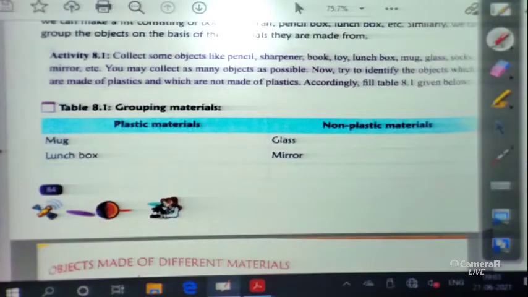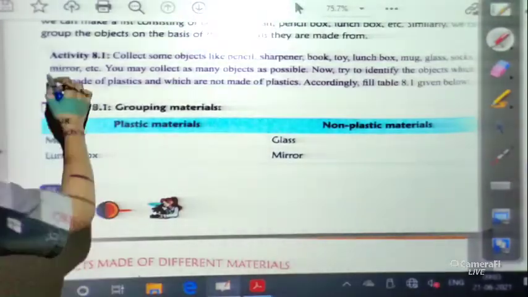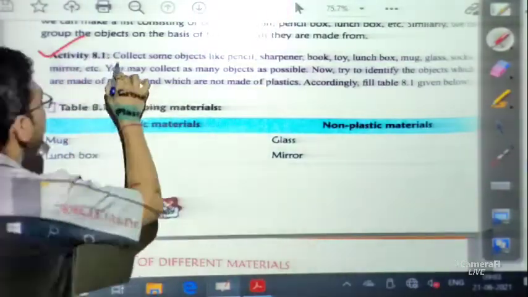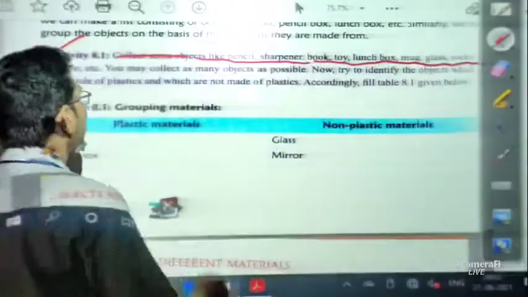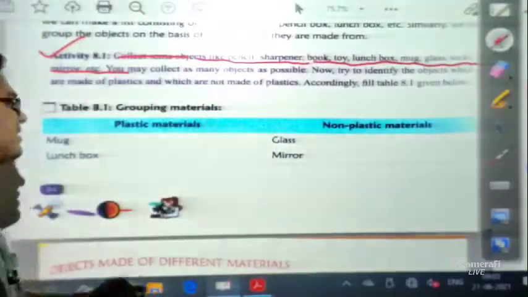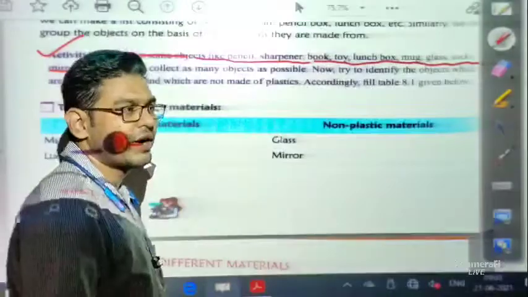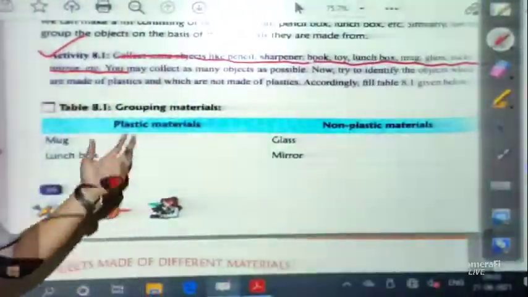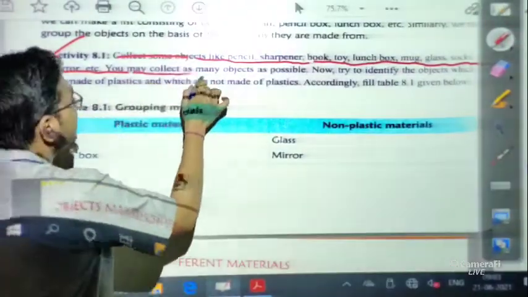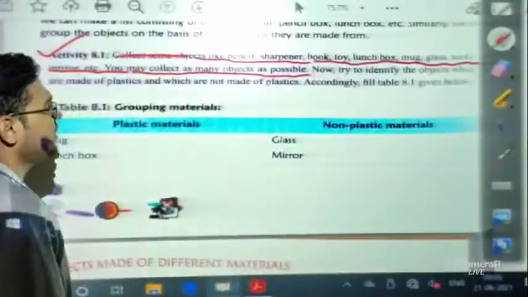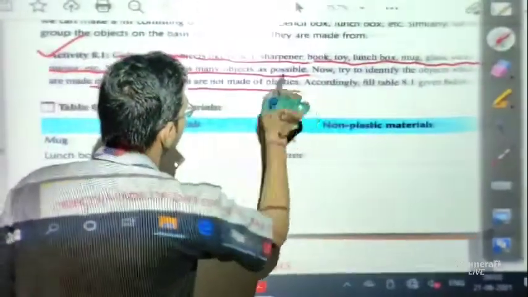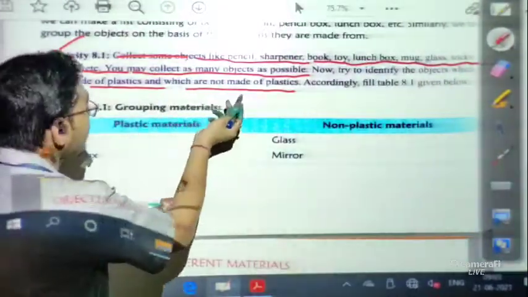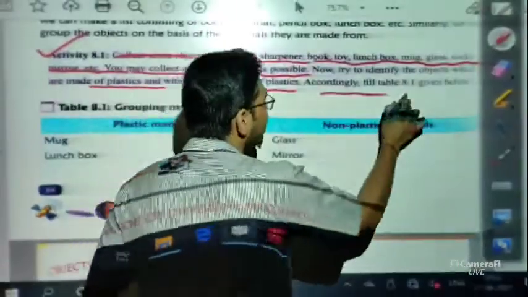This activity tells us to collect some objects like pencil, sharpener, book, toy, lunchbox, mug, glasses, socks, mirror, etc. That means the objects that you can easily find in your surroundings. You may collect as many objects as possible. Now try to identify the objects which are made of plastic and which are not made of plastic. Accordingly, fill the table 8.1.